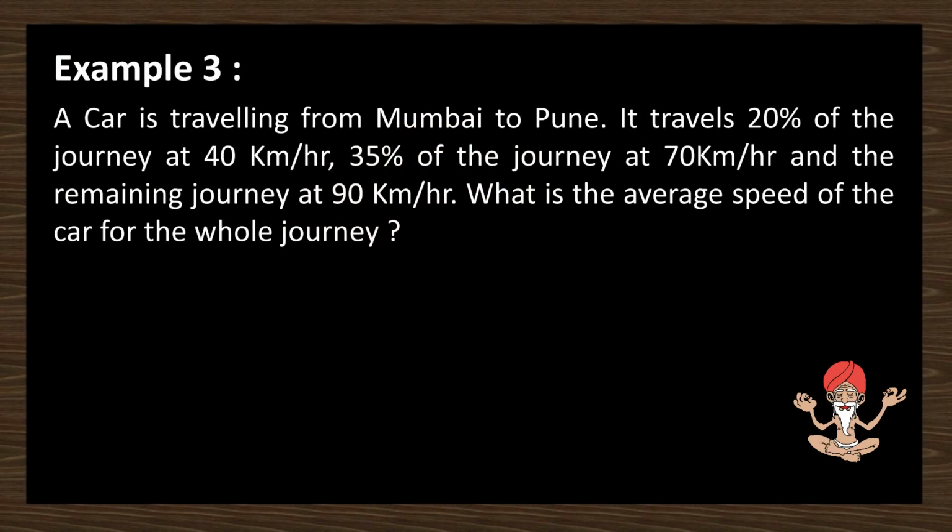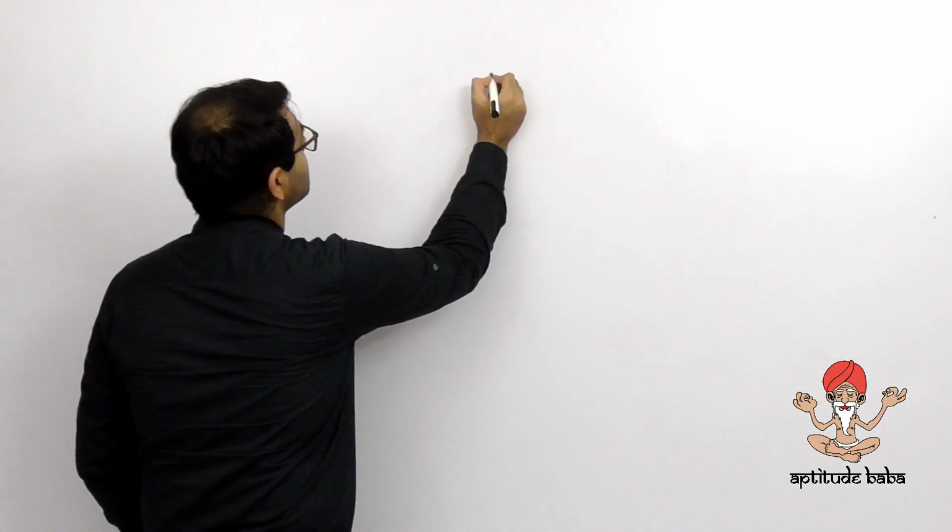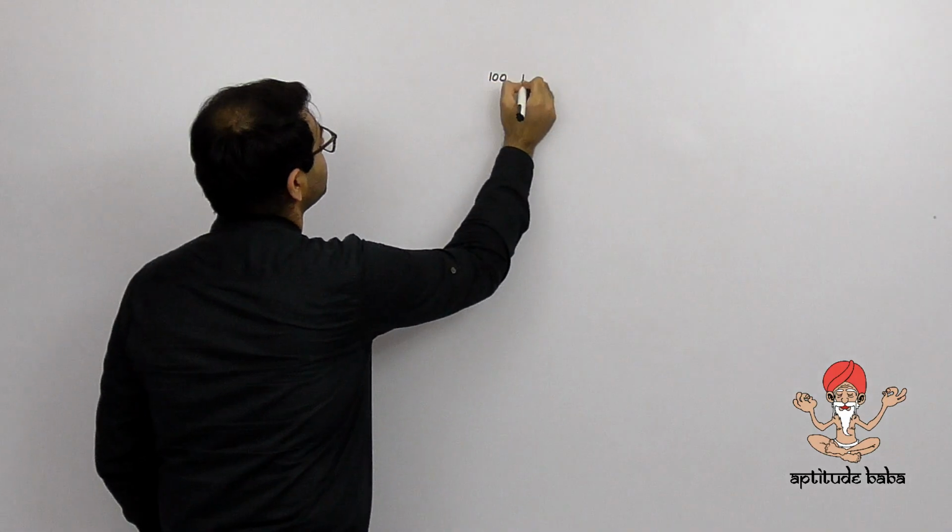A car is traveling from Mumbai to Pune. It travels 20% of the journey at 40 kilometers per hour, 35% of the journey at 70 kilometers per hour, and the remaining journey at 90 kilometers per hour. What is the average speed of the car for the whole journey? इस क्वेश्चन में मुझे टोटल डिस्टेंस का 20% भी कैलकुलेट करना है, 35% भी कैलकुलेट करना है और रिमेनिंग डिस्टेंस भी निकालना है. Therefore, the most logical thing to do here is to assume the total distance as 100 kilometers.